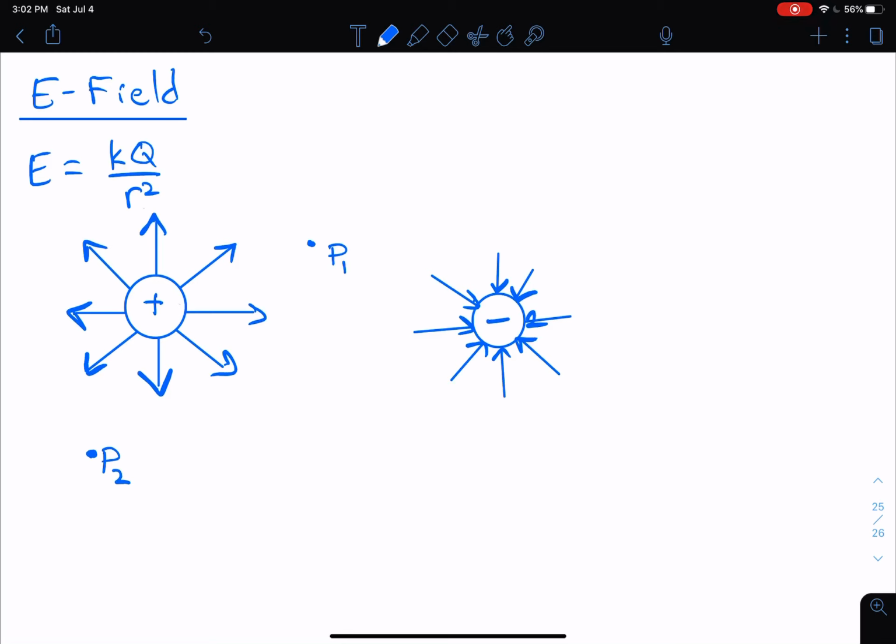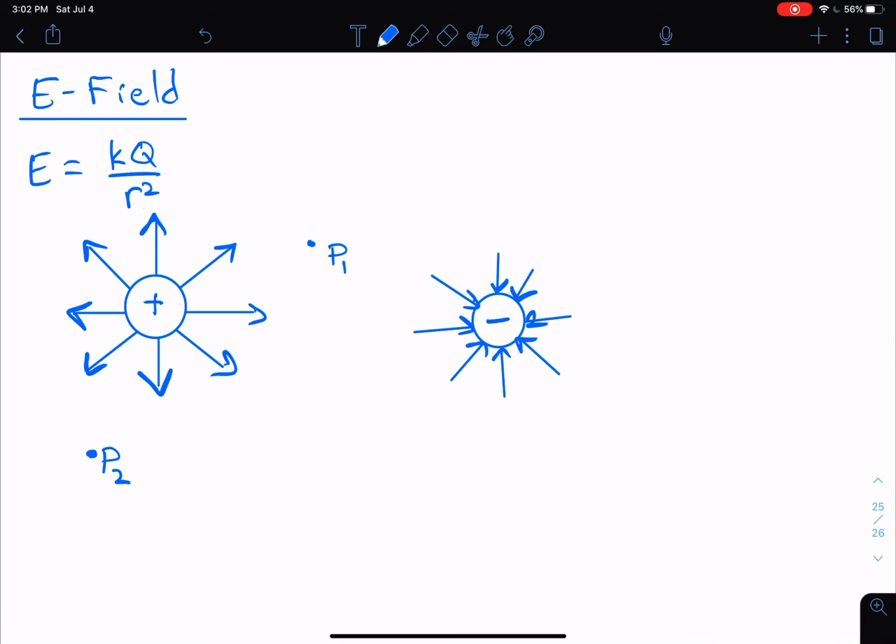Now, this is when you're looking at an isolated charge. If you start getting charges close together, the overall net E field is going to look different. What I've drawn here is the electric field due to the respective charges. It's not the net electric field, it's just the electric field due to those charges themselves. If you start looking at a net electric field, you could have something crazy.